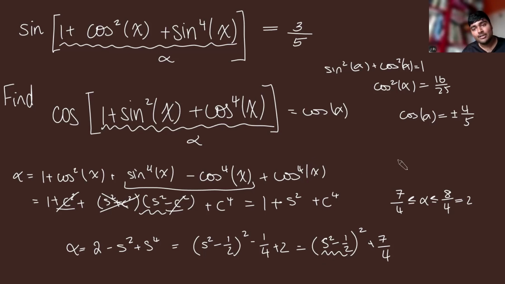In particular, because 7 over 4 is 1.75, it's bigger than pi over 2, because pi is slightly bigger than 3, so pi over 2 is slightly bigger than 1.5. So we can say with confidence that alpha is definitely bigger than pi over 2, and 2 is definitely less than pi. And so alpha is between pi over 2 and pi, and so therefore cos of alpha must be negative. And so therefore cos of alpha is negative 4/5.